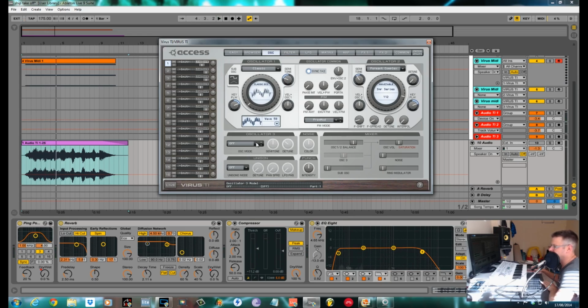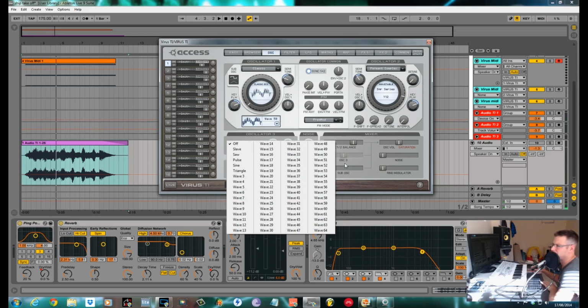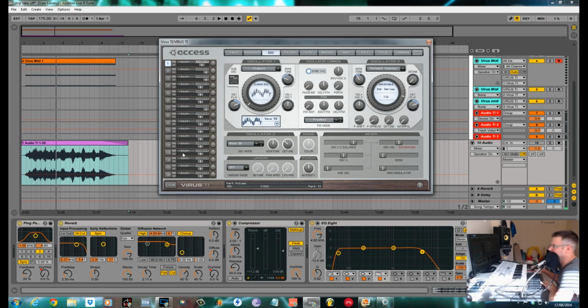Oscillator 3 is another classic wave. It's wave 26. And I pulled this one down 1 octave as well, -12. 2, sorry, -24. Volume for this was about 1/3 of the way. Kept the detune where it was as standard. Sub oscillator just above the C.